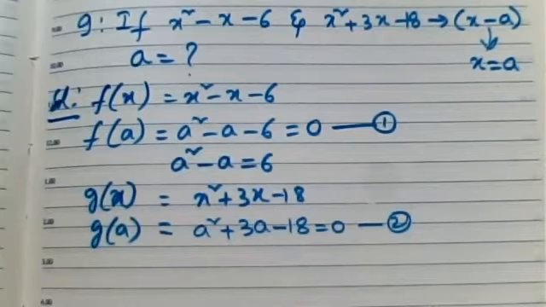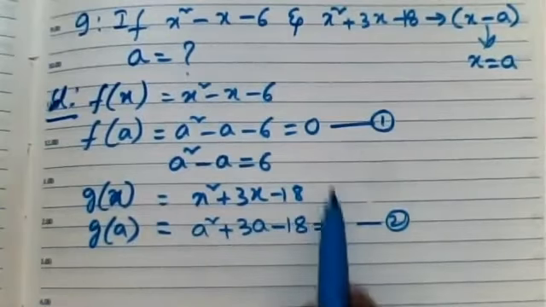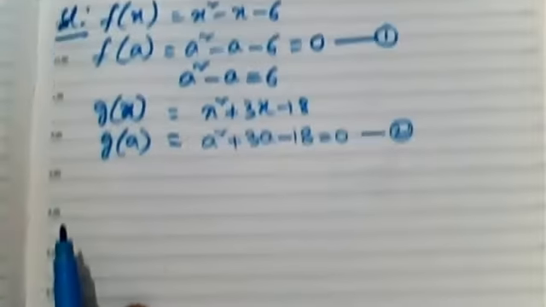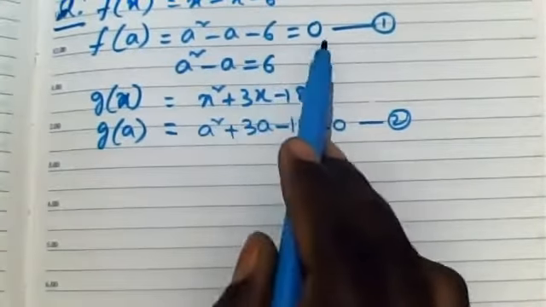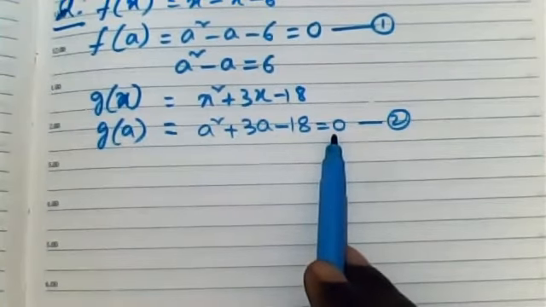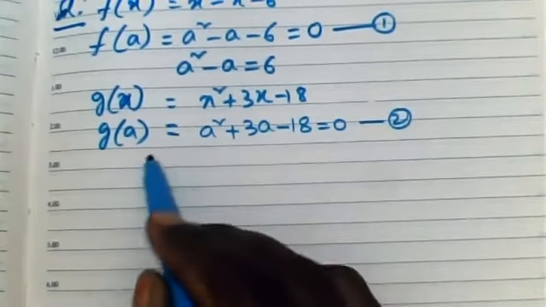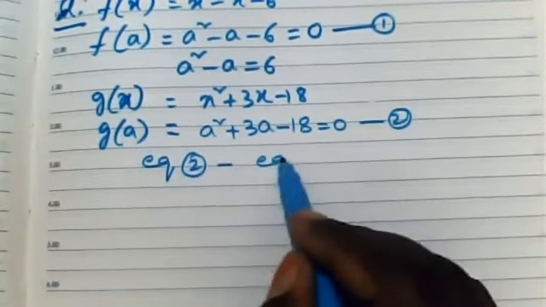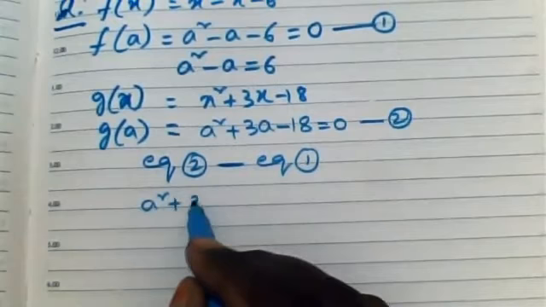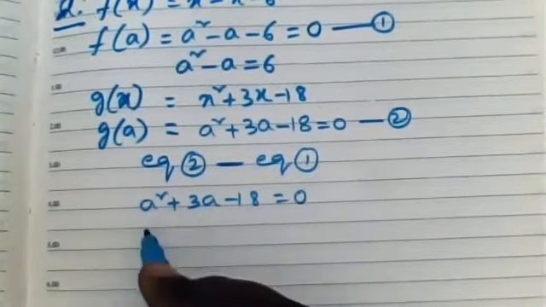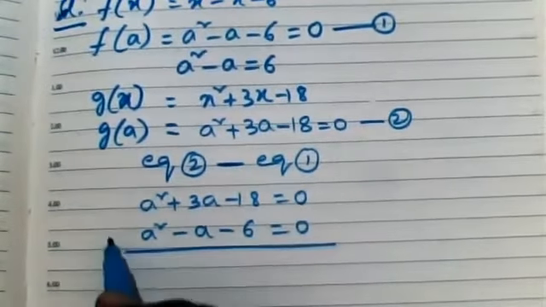These two are simultaneous equations. We'll solve now. I'm going to solve these two simultaneous equations. If you observe in these two equations, a square minus a minus 6 is equal to 0, a square plus 3a minus 18 is equal to 0. So from equation 2, I want to remove equation 1. So equation 2 में से equation 1 को निकालेंगे, minus करेंगे, isn't it? So a square plus 3a minus 18 is equal to 0. A square minus a minus 6 is equal to 0. क्या करना? Minus करना, subtract.